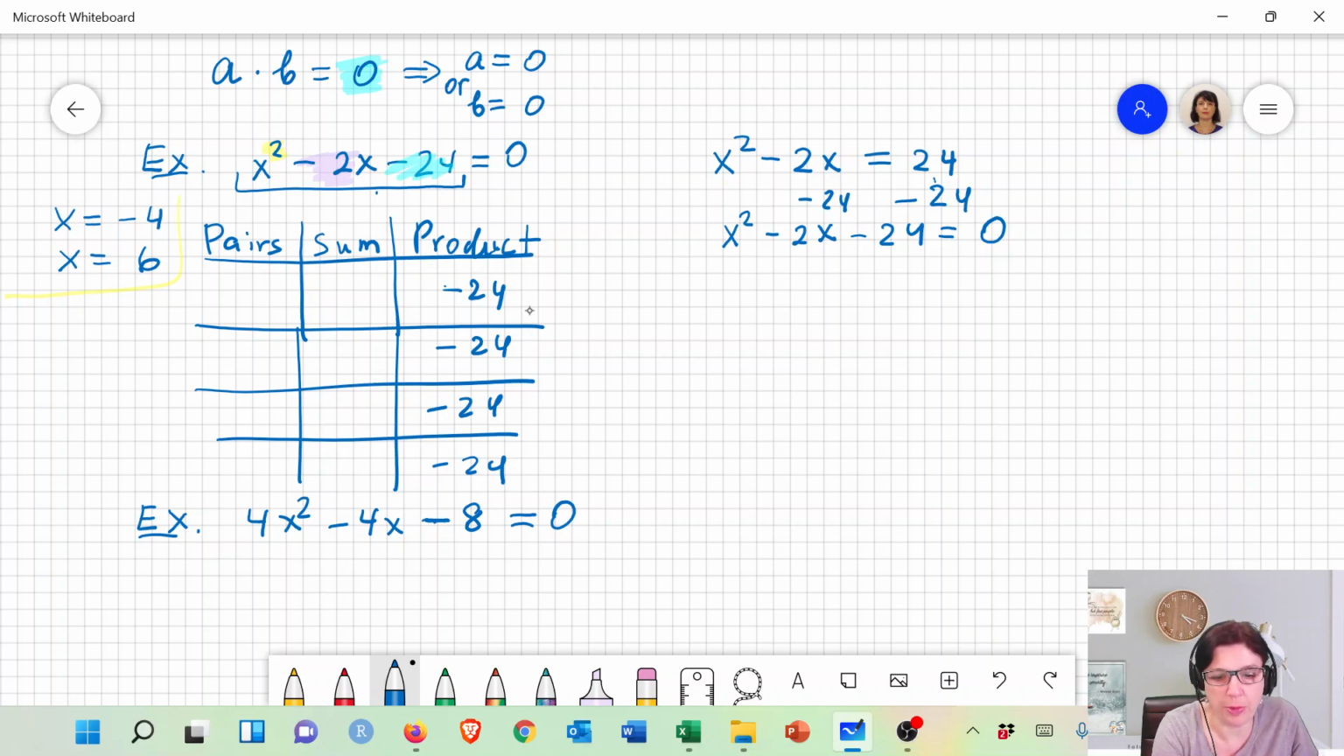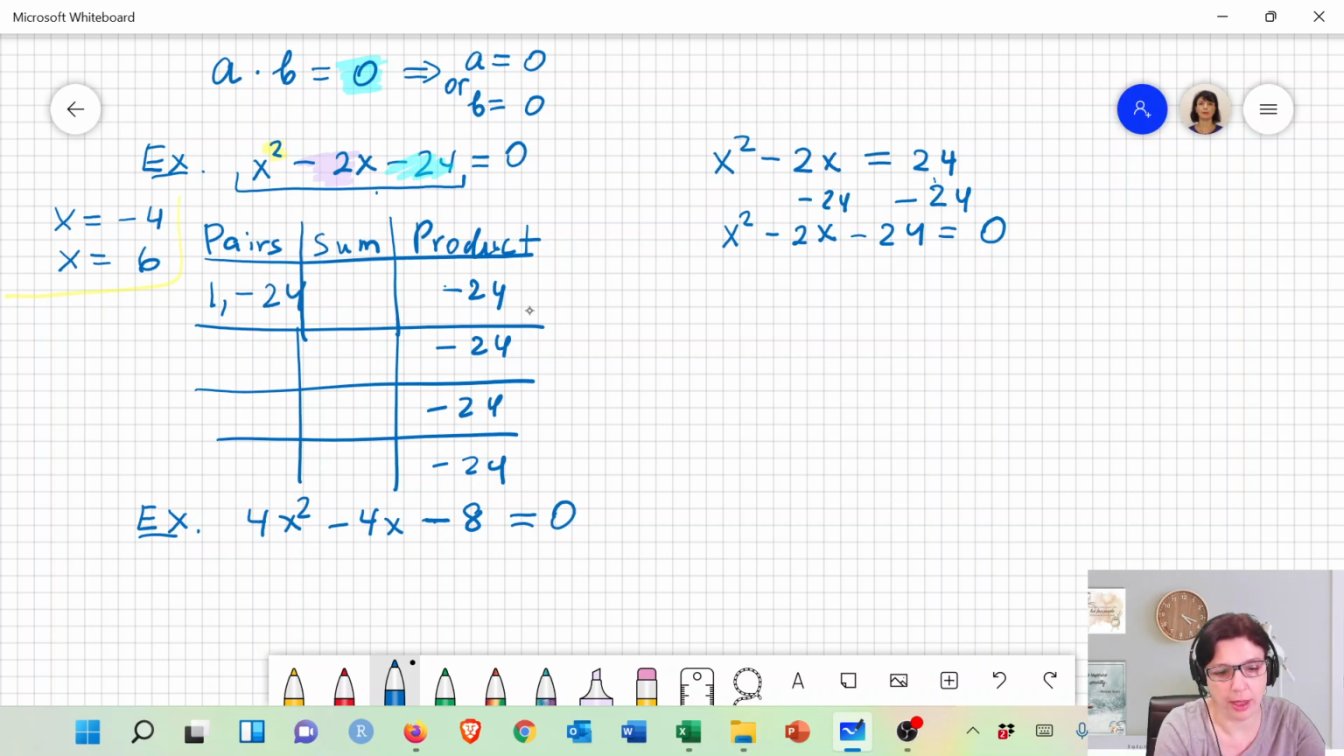So what two numbers multiplied give me a negative 24? First of all, I have to understand that one of these numbers has to be negative. There's no way it's going to be two positives or two negatives, because the product of two positives is positive. The product of two negatives is also positive. So it has to be one negative, one positive.